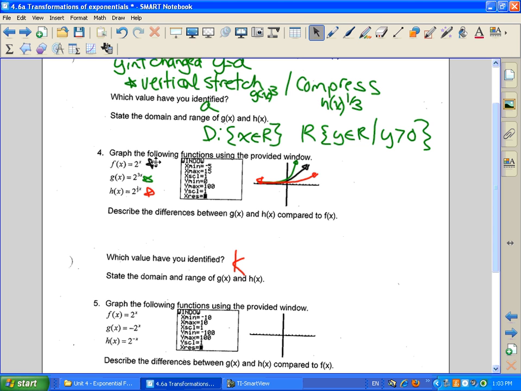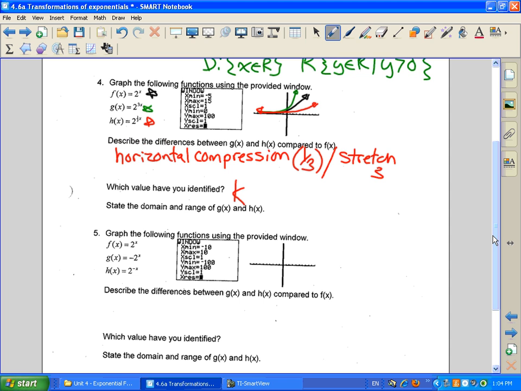Okay, so describe the differences between them. Well, we had a horizontal compression and a stretch. Okay, so let's write that in. So we had a horizontal compression of 1/3, or we had a stretch by a factor of 3, right? Okay, so what have we identified, folks? We've identified the letter K. Again, our domain and range still aren't impacted by the K.